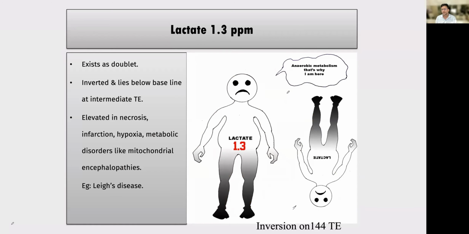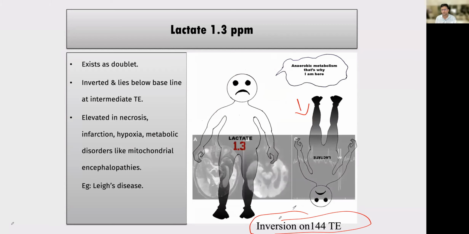And lactate, as I said, gets inverted; the inversion will occur around 135 to 145. So intermediate TE, somebody asked in the chat box already. The intermediate TE is a range, 135 to 144 or 145 or something like that. It's a range. It's not an absolute value. Again, it is vendor specific, and it may change accordingly.